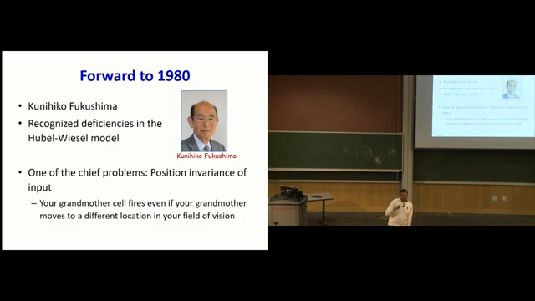Anyway, each of us has a collection of these cells. You'll have a Jennifer Aniston neuron. You'll have, whatever, any famous person, your wife, your mother, but there are specific cells that respond to these things. But here's the important thing. This cell responds to Jennifer Aniston, or your grandmother, regardless of whether she's up here or to the side. So how do we get this position invariance?